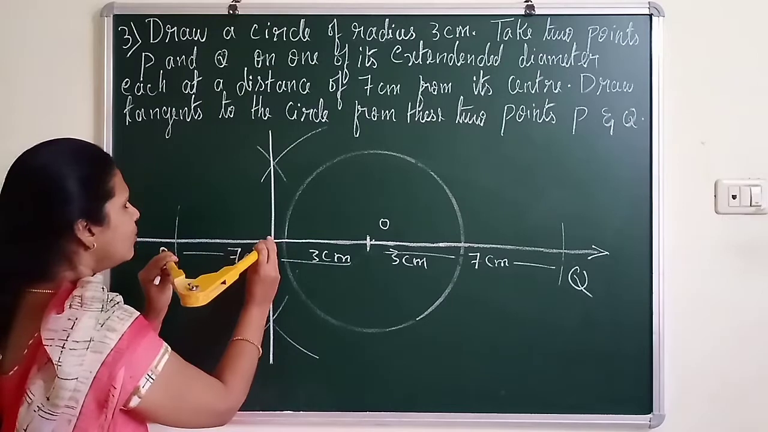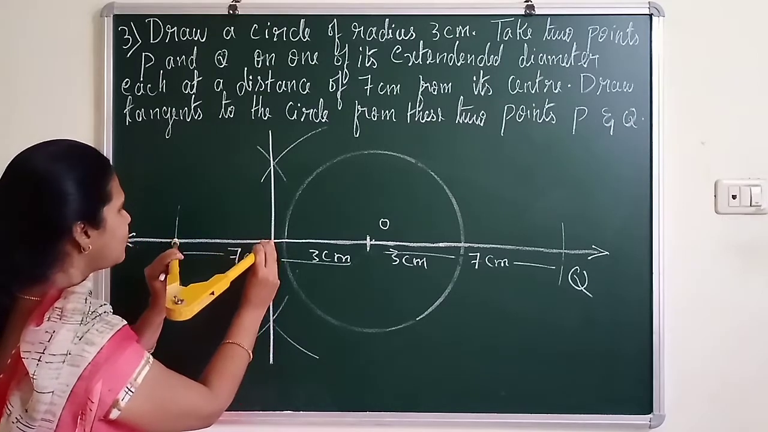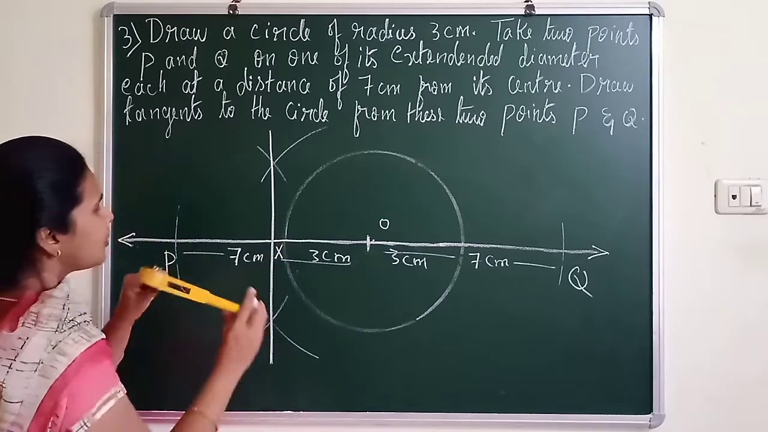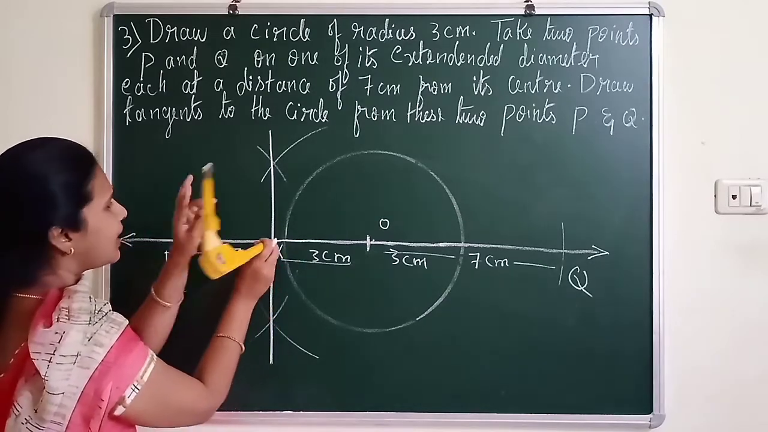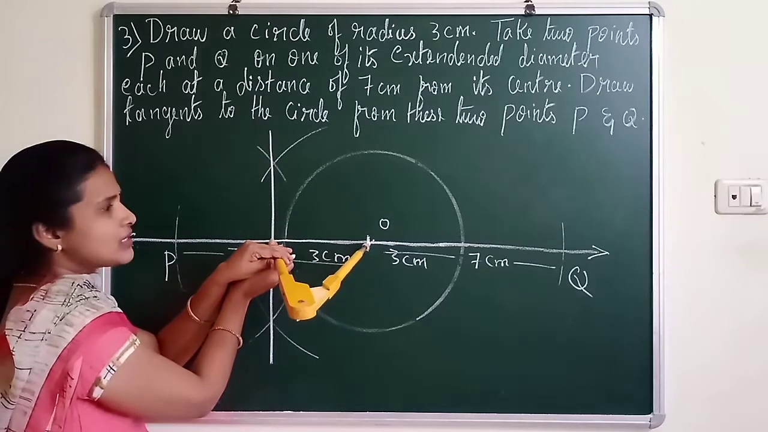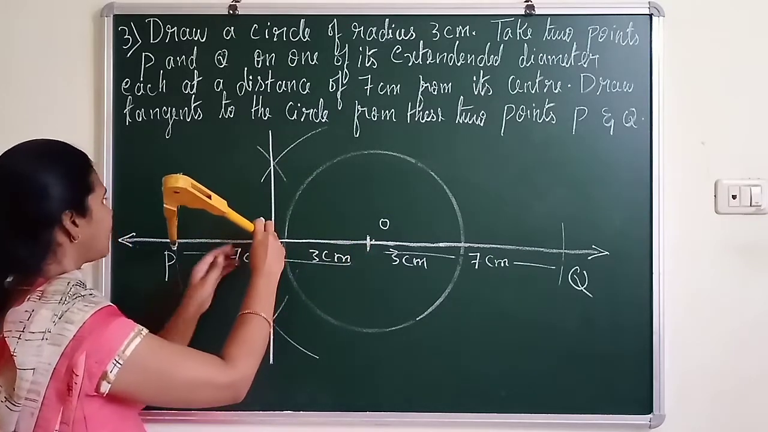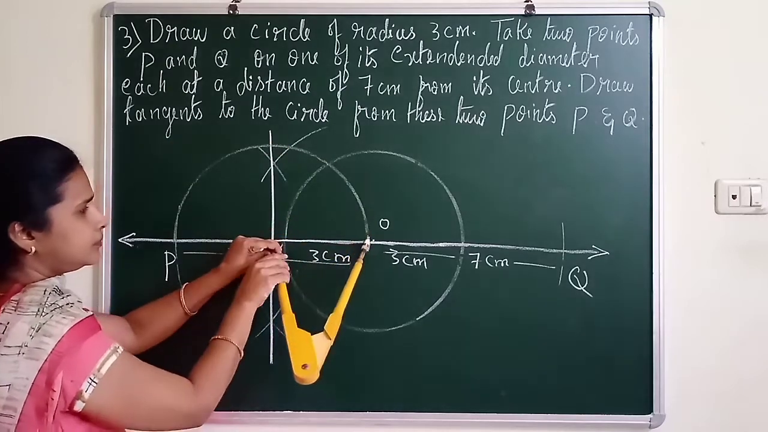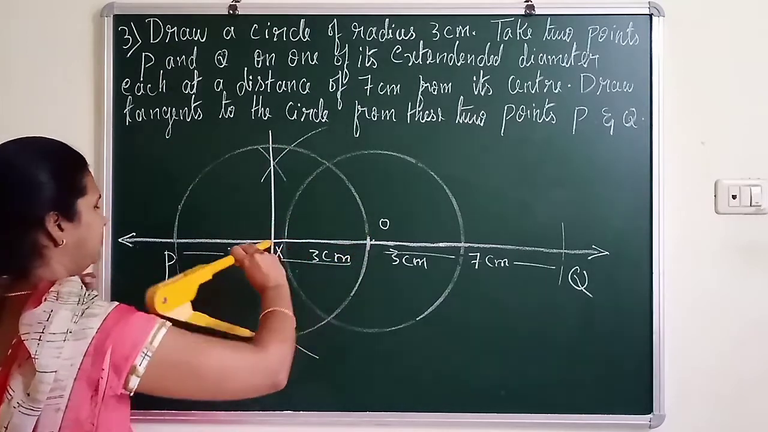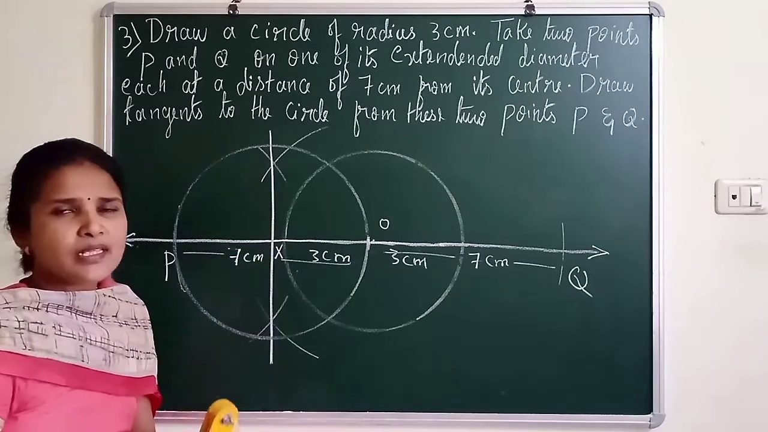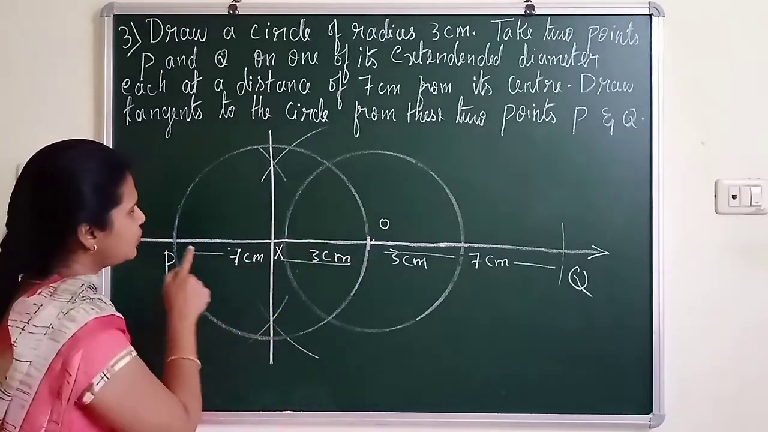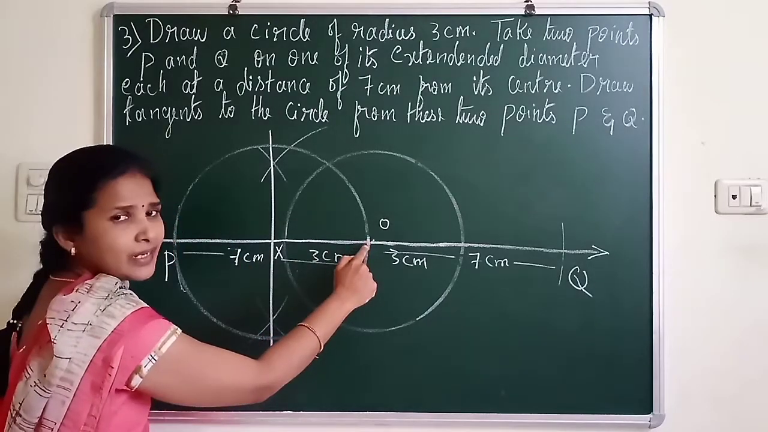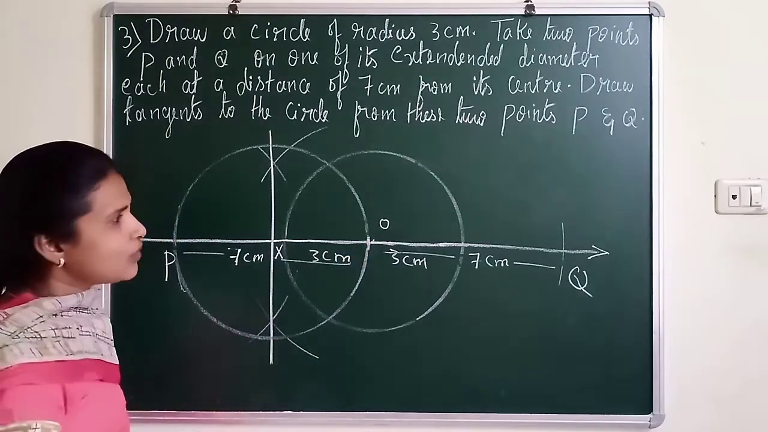Now you can see the length of this. Mark any point here, any alphabet X. So you can see the length of PX and the length of OX will be the same. So now draw the circle. So I got the circle. You can see the circle is passing through the point P and also the center O.